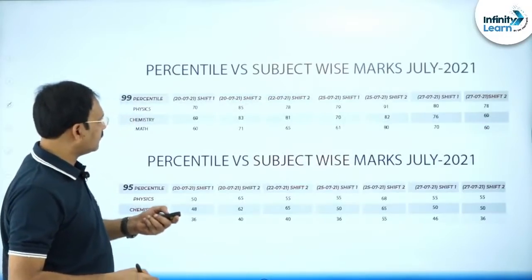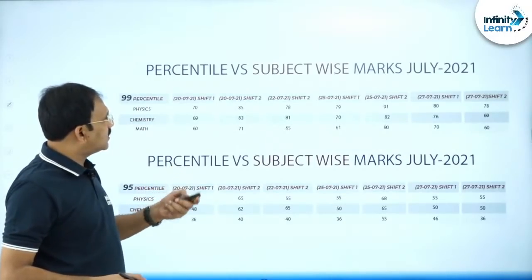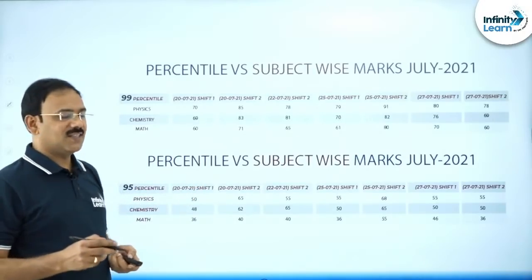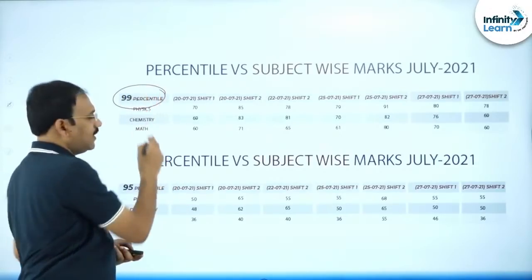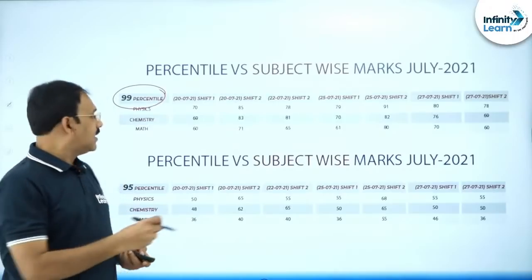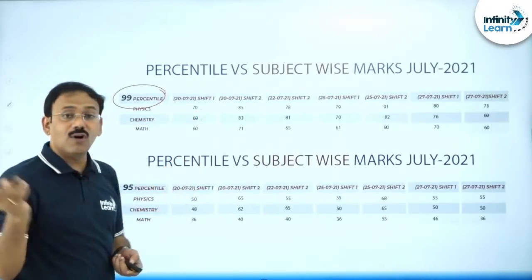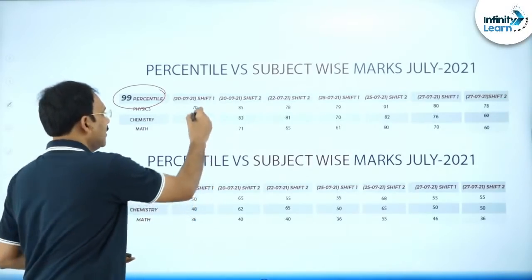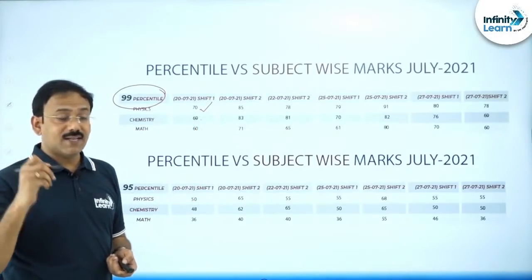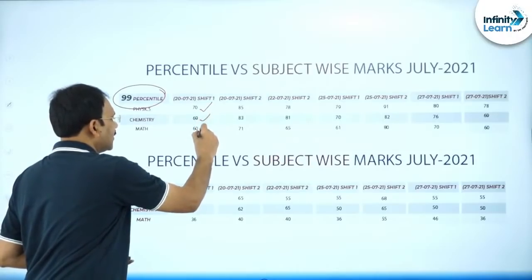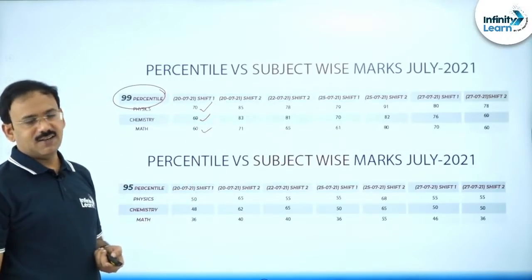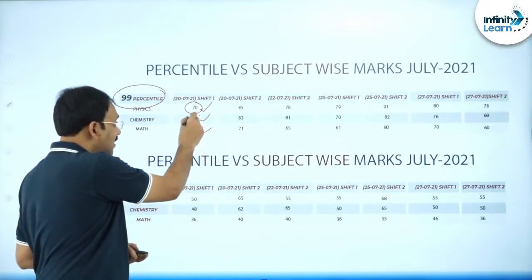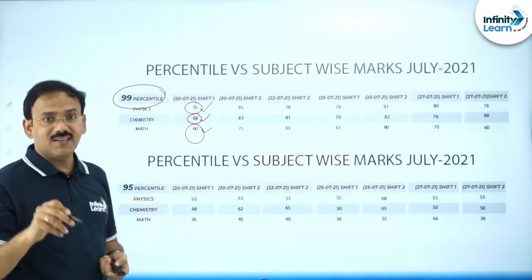Clear? Now you see percentile versus subject wise marks in July. Subject wise means I have taken 99 percentile in each subject. These are not the marks of a student who got 99 percentile in total. So 99 percentile in physics, 99 percentile in chemistry as well as math, I have taken. You just see the numbers here. For 99 percentile, you see 70 is the mark here, whereas chemistry 69, math 60 only.